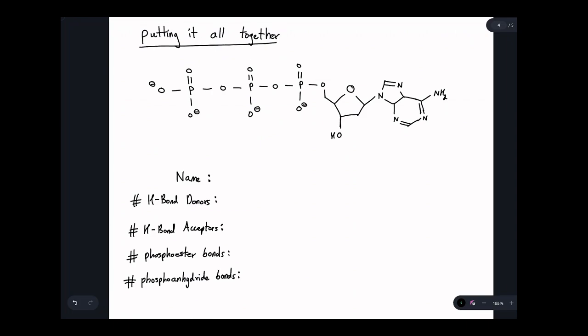Putting it all together, feel free to take a look at this last question, and you can pause the video to get the name and all these different factors about this nucleotide here. Hope you had luck with this question. Let's go through it. The name of this would be, and I'll do it in red, deoxyadenosine triphosphate.